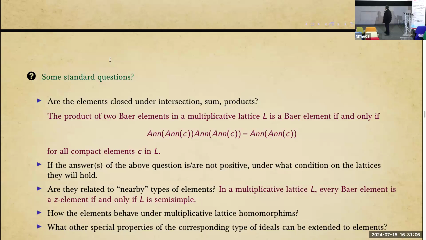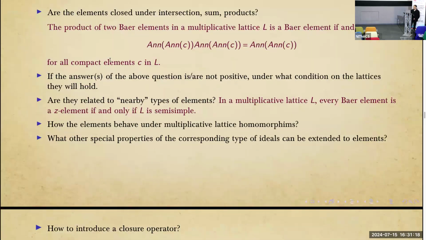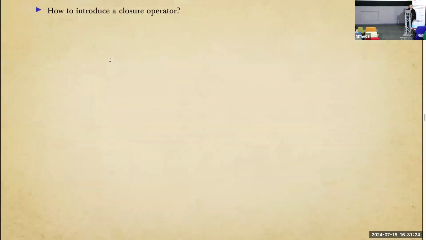What are the other properties of the corresponding ideals you can actually extend to the multiplicative lattices? So here are some guiding questions, very natural and obvious guiding questions, which one can explore when we want to work with a specific type of ideals.